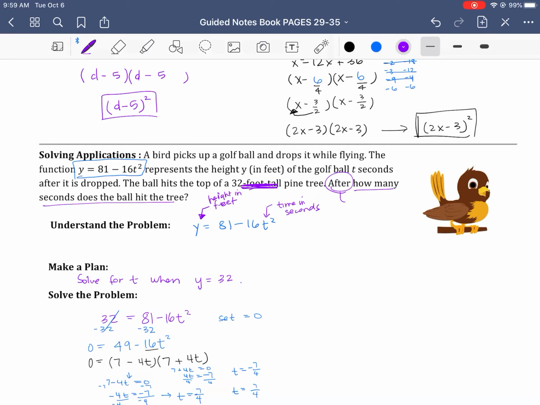And again, it can't be a negative value because we're talking time. So we're going to ignore that solution. It's not valid. So we know that the ball hits the tree 7/4, or in other words 1.75 seconds after the bird drops it.